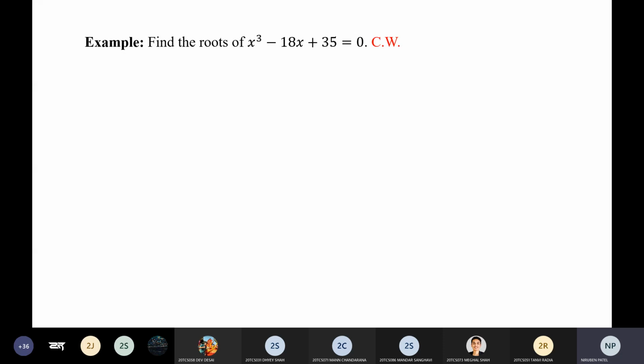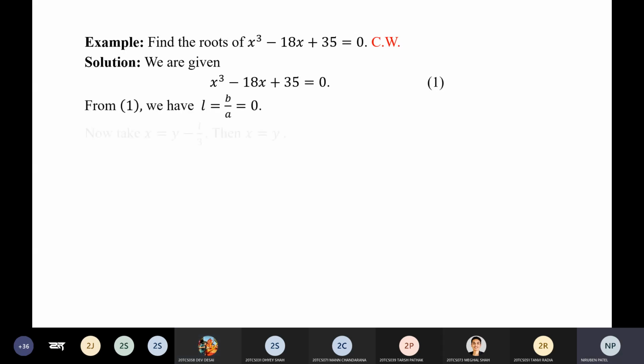Otherwise, we have to make it 1 by dividing. Yes, we have to make it 1. So what to do for this question? Here L is 0, so x equals y. That means directly we will have x equal to y, right?